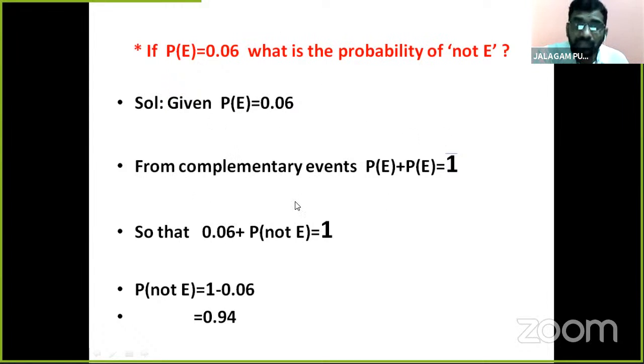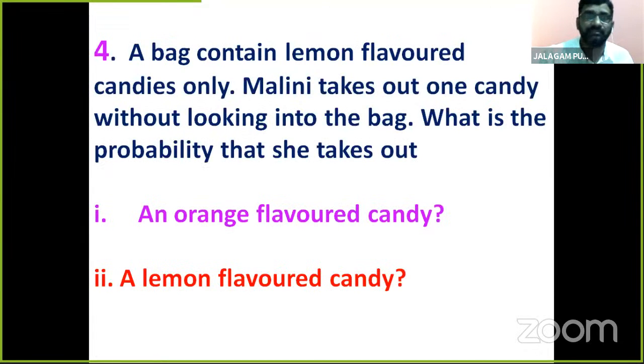So if P of E is given, we find P of not E. If P of not E is given, we find P of E. So these are the complementary events. So P of not E is how much here? 1.00 minus 0.06: 10 minus 6 is 4, and 9 minus 0 is 9. So 0.94 is the final answer. P of not E is 0.94. Next one, children. Okay.